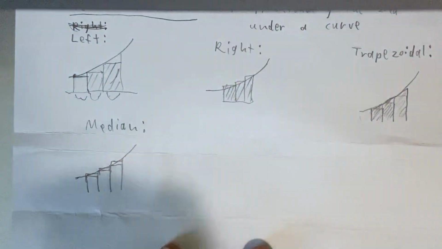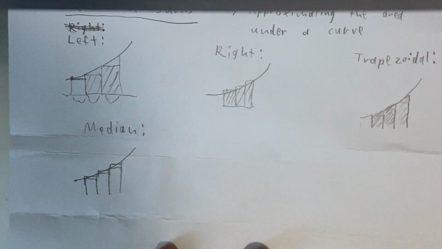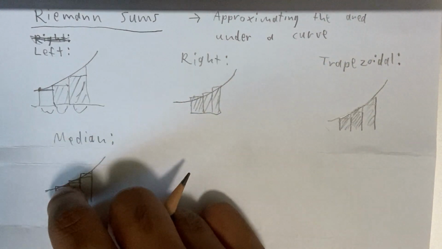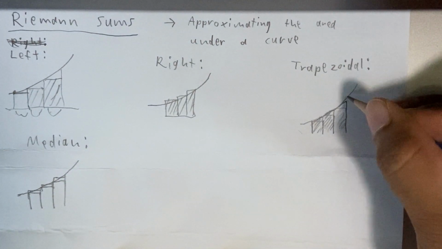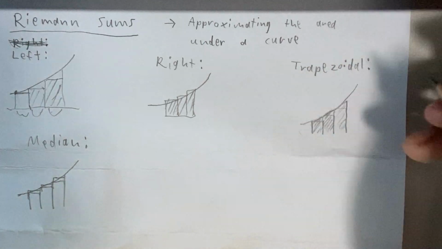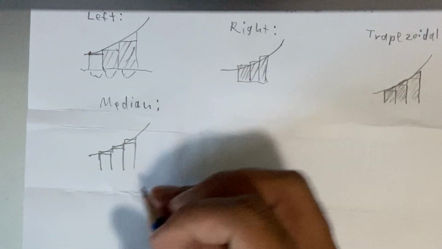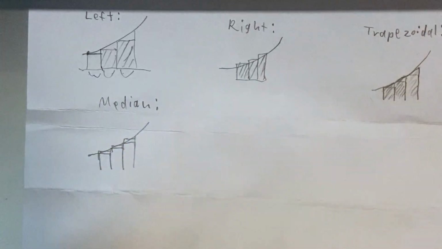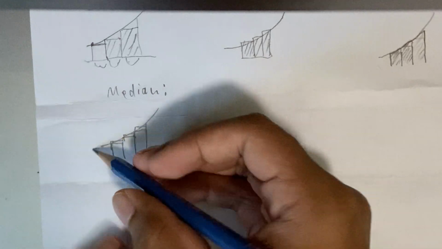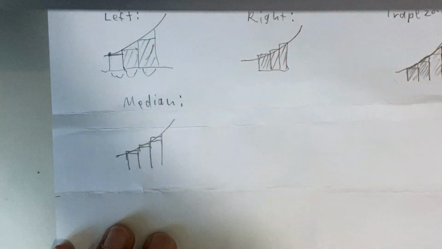So it's basically the same as trapezoidal, really, once you think about it, because the average between the values is basically half of the distance between the values, which is a triangle. So these two are pretty much the same, it's just a different way of looking at it. So these are your types of Riemann sums.